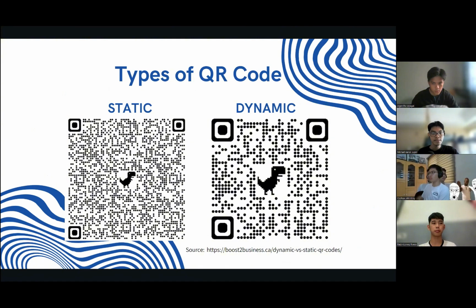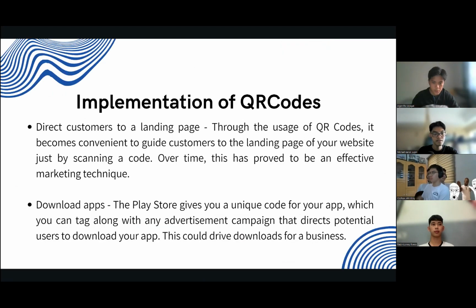This is an example of a static and dynamic QR code. Here we can see that there are more black dots in static than dynamic QR codes. This is because the more and more complex the information communicated through the code, the larger and more complex the QR code is. Now let us proceed to the implementation of QR codes.